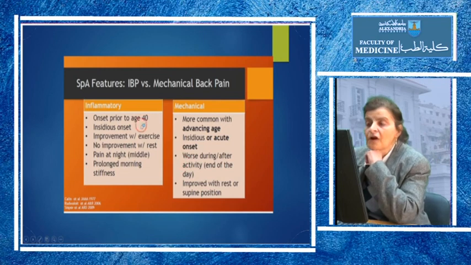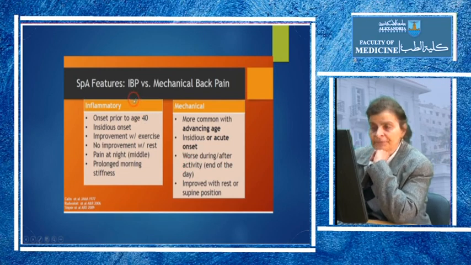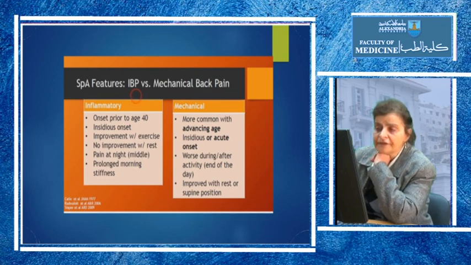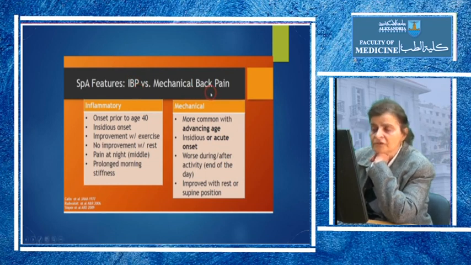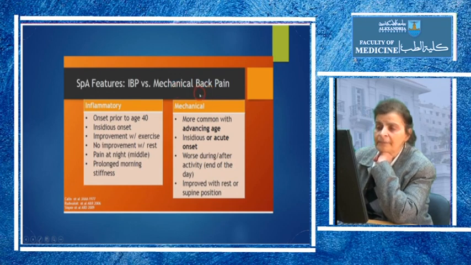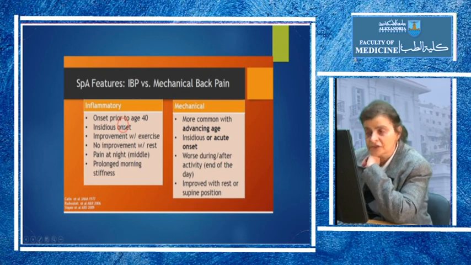So we said the commonest presentation is back pain. We should know that back pain is the commonest presentation, but we should know how to differentiate between inflammatory back pain and mechanical back pain, which is very, very common. Most of us have complained of mechanical back pain. So what are the criteria of inflammatory back pain that you should ask about in your patient?